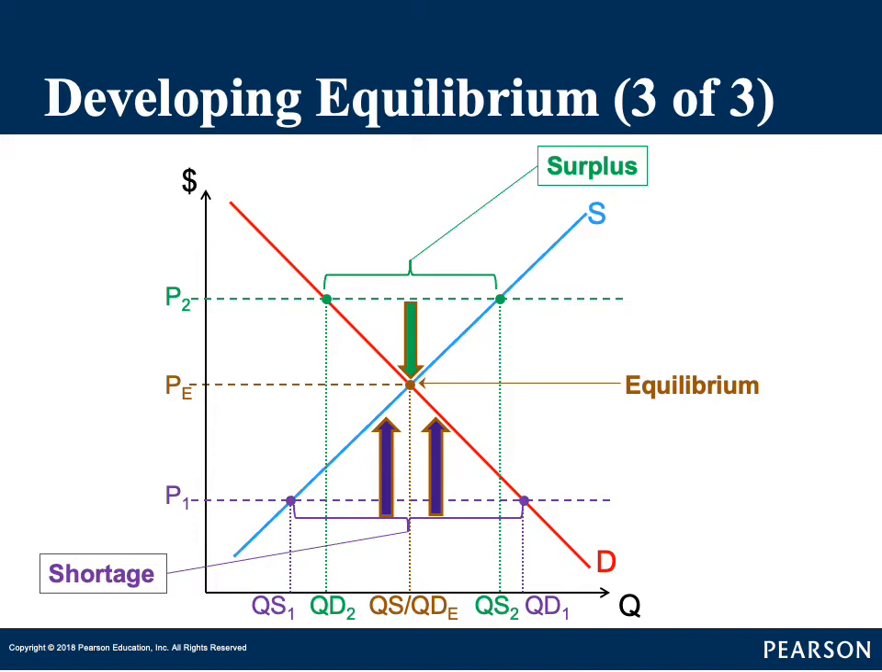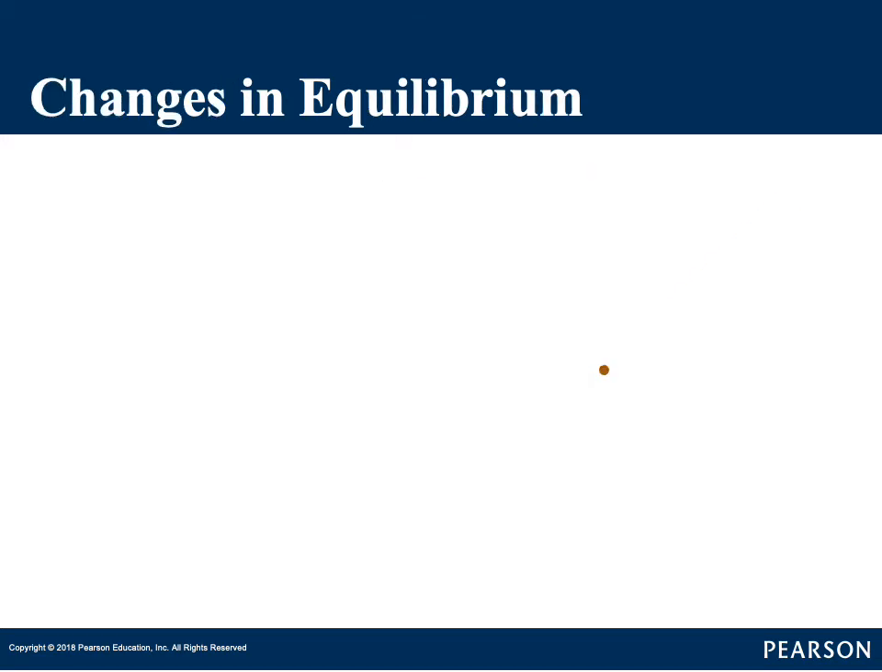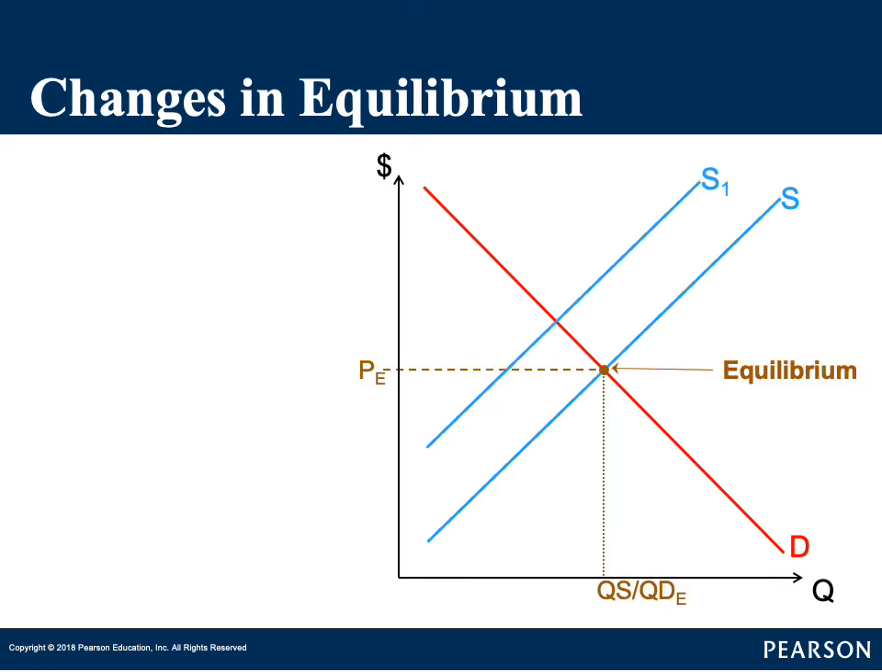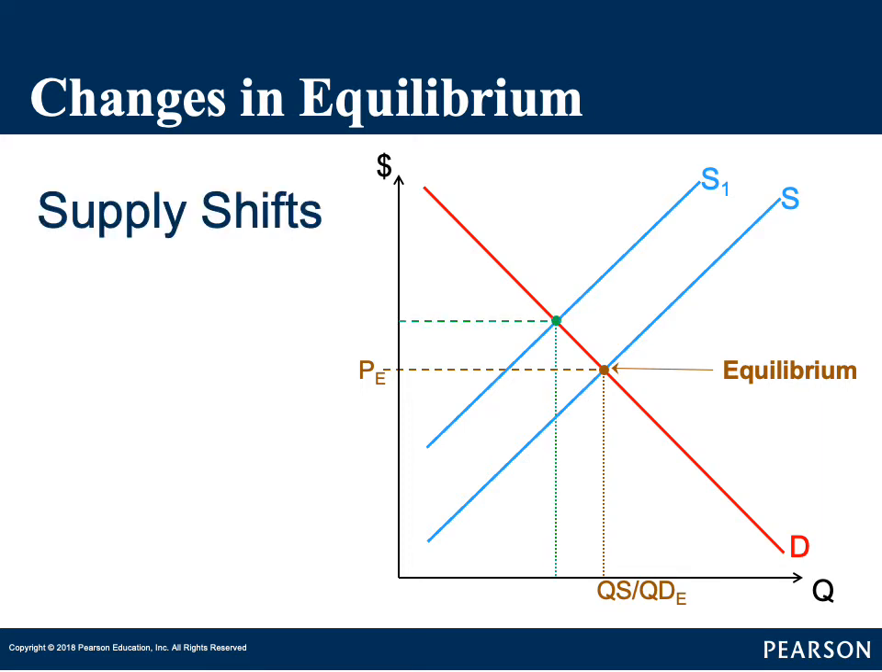Equilibrium oftentimes changes, and it doesn't just change because of price structures. There are other areas that can cause changes in equilibrium. We may see changes in equilibrium because of a shift in supply. If supply shifts, there becomes a new equilibrium price. And supply shifts are relatively normal. There are several areas that can cause a supply shift.